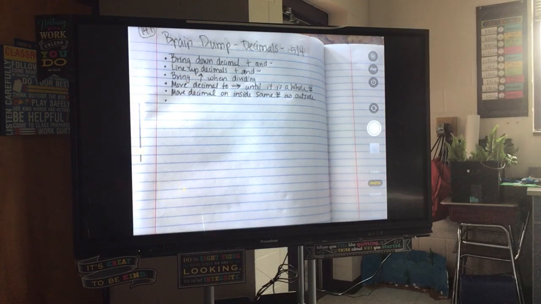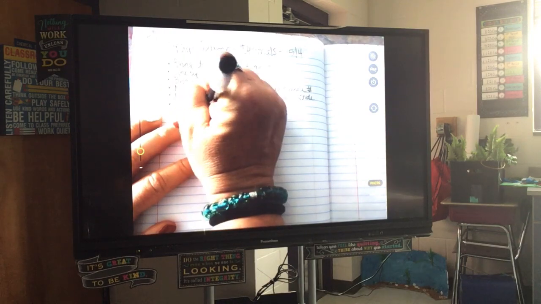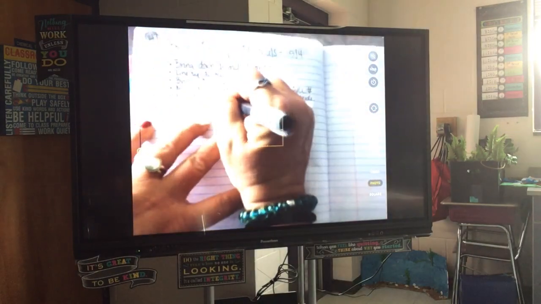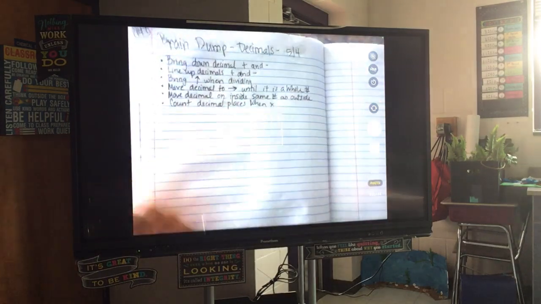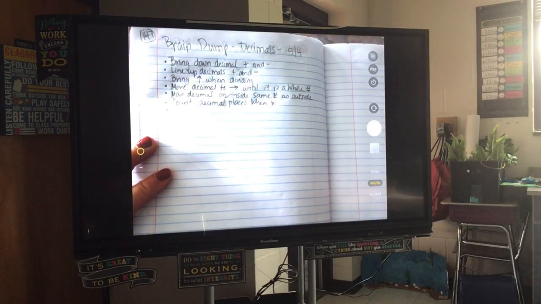Think about multiplying. Why is multiplying so hard with decimals? What do we have to do? Callie? Count decimals, count decimal places when multiplying. I'm gonna come back to yours in a second because that's kind of like the end. Do we line up our decimals when we multiply? No?